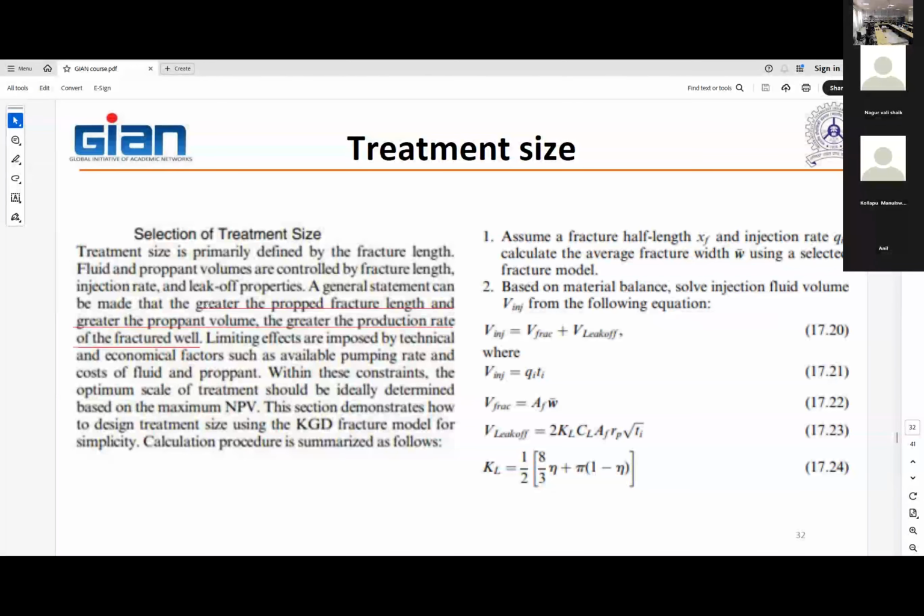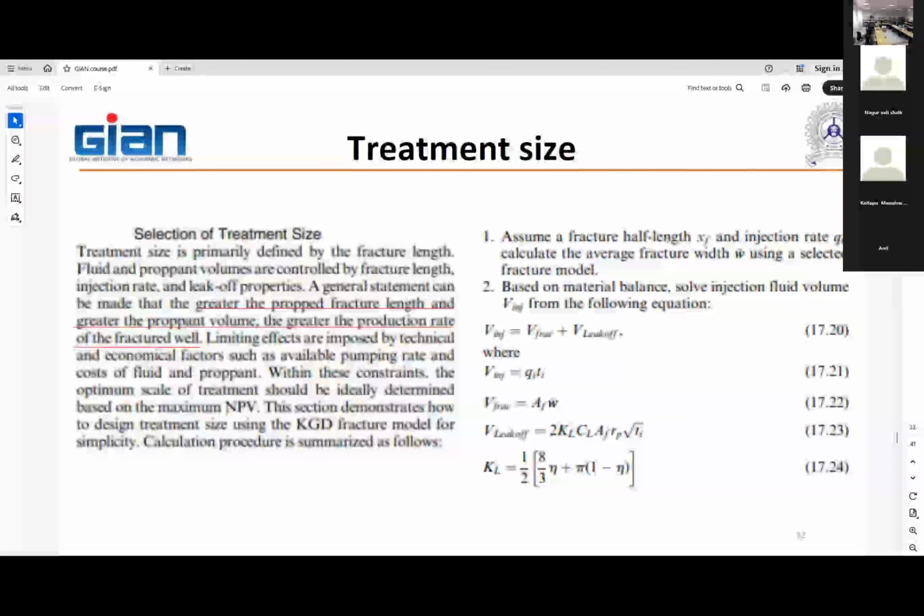So one thing to remember is, the greater the propped fracture length and the greater the proppant volume, the greater the production rate of the fractured well, okay? So the higher the length and the more proppant you pump, the higher the production. That has been observed from different experiences.